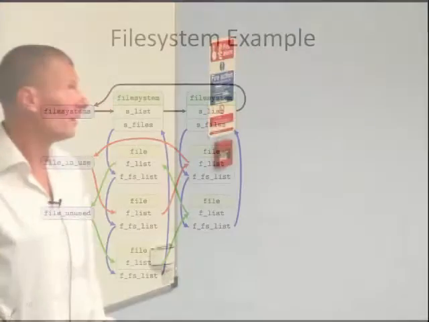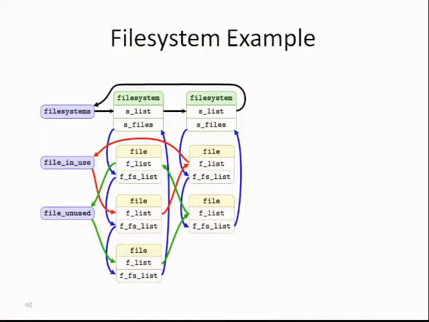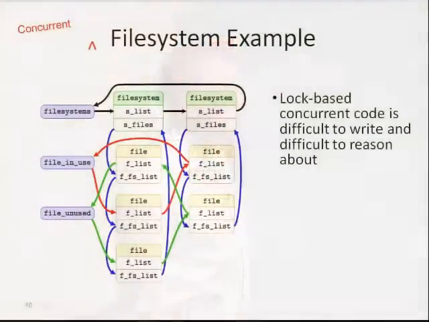But now comes the interesting part of the talk. How do we do concurrency? And that's much more tricky. And why is it much more tricky? Because the Linux file system is concurrent, and there are many, many ways that you can do this concurrency. In particular, if you look at what's going on there, there are different mechanisms for locking, and it's difficult to write them and to reason about them.